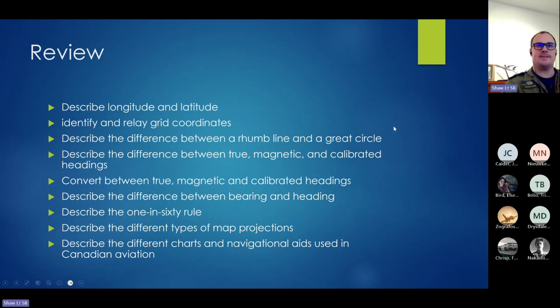Okay, so I'm going to go through a quick review. Describe longitude and latitude. Somebody describe longitude and latitude for me. I'll probably just go down the list and start calling on everybody. Calder, can you describe longitude and latitude for me? Calder, if you're trying to talk, you'd be muted there. Okay, I'll move down the list. Nakashima, can you describe longitude and latitude?